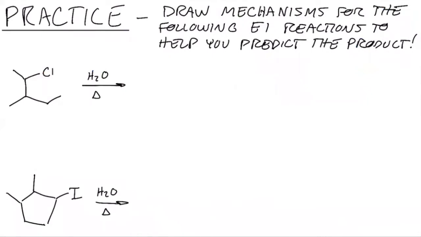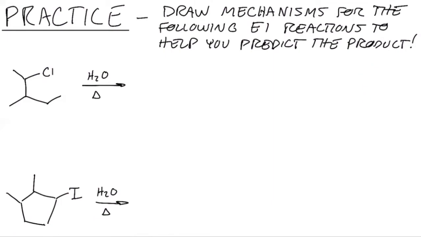For these practice problems, we're going to draw the mechanisms for each of the following E1 reactions, and we're going to go through the mechanism in order to help us predict the product. This is a strategy that you can use while working on your homework or working through the exam if you want to. You don't have to draw the mechanism every time, but it may help at least to draw through the carbocation part so that we can check for rearrangements. So let's get started with this first one.